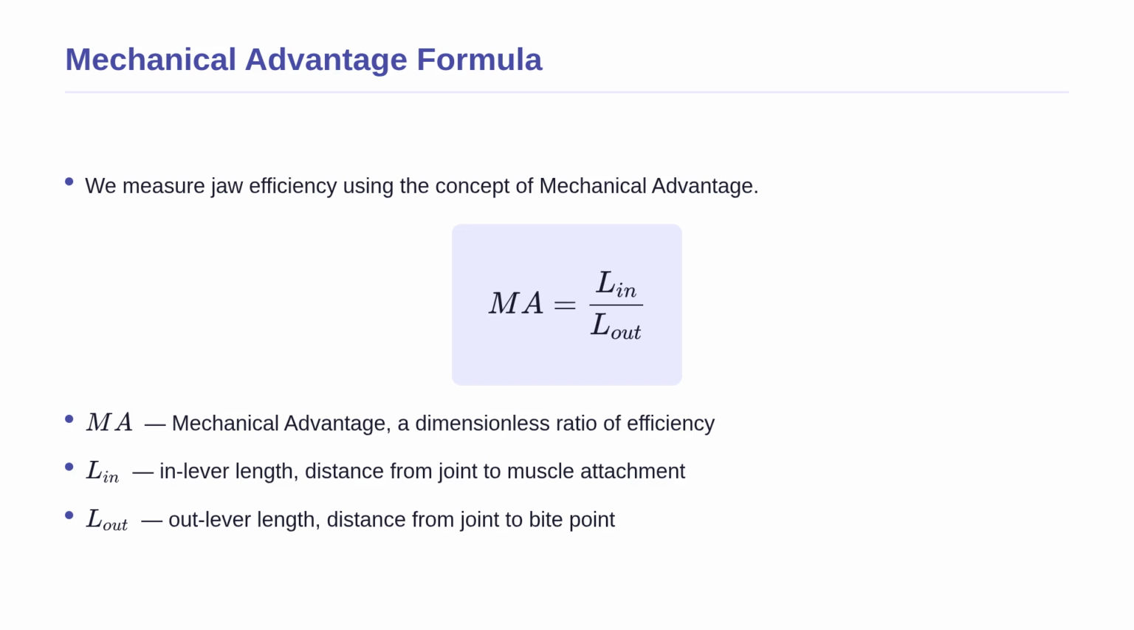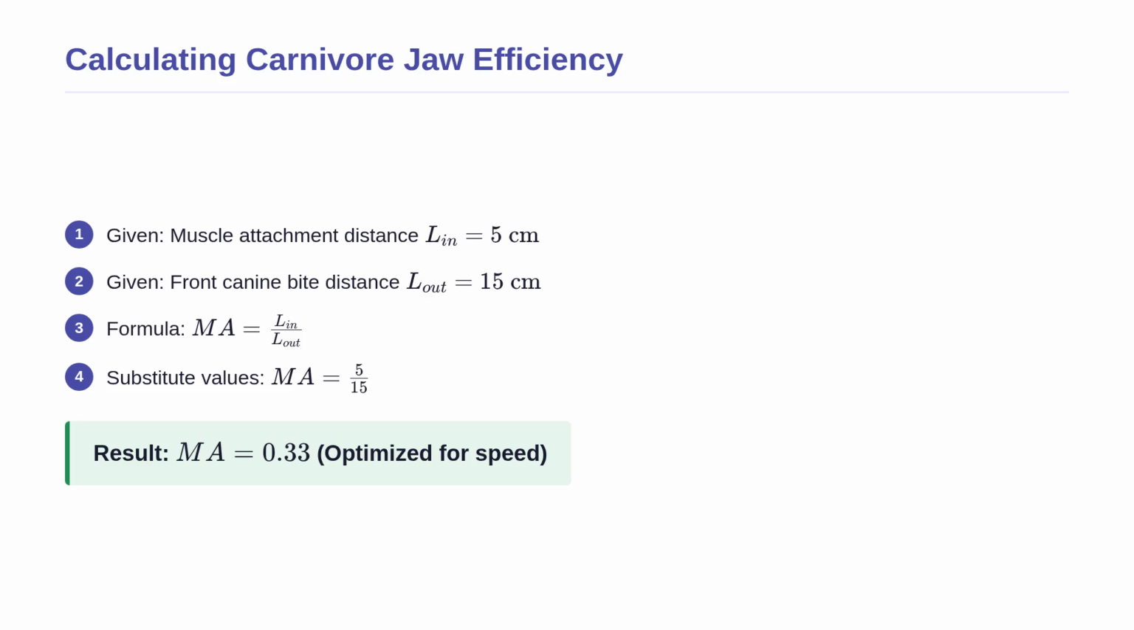Physically, when the value of Lin increases, the jaw produces a much stronger bite force. Conversely, when Lout increases, the jaw produces a faster bite, but with less force. Before we move on, let us see this formula in action with a concrete example.